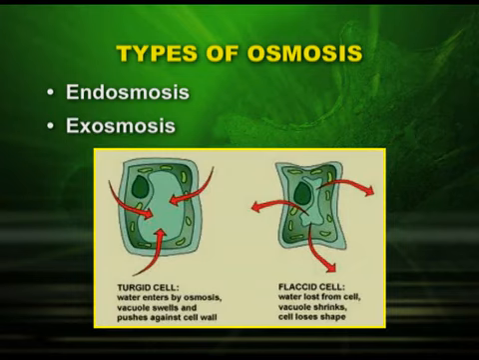In the first diagram, we see the turgid cell. Water enters by osmosis, the vacuole swells up and pushes against the cell wall. In the second diagram, you see the flaccid cell. What do these arrows indicate? Yes, the water lost from the cell. The vacuole shrinks and the cell loses shape.